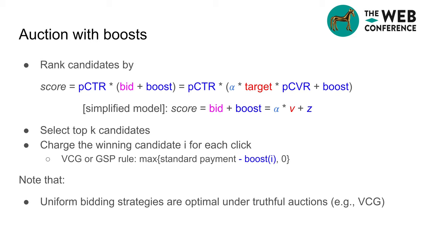We know that if the underlying auction is a truthful one, then this auction with boost will also be truthful for buyers with quasi-linear utilities, which then implies that the uniform bidding strategies are also optimal for auto bidders if the underlying auctions are, for example, VCG auctions.